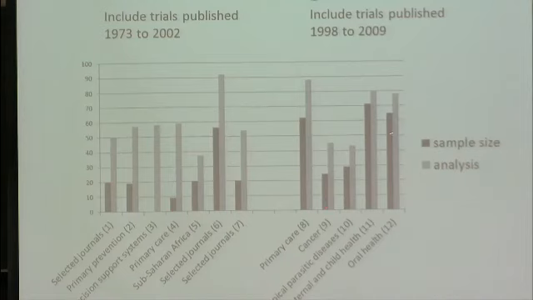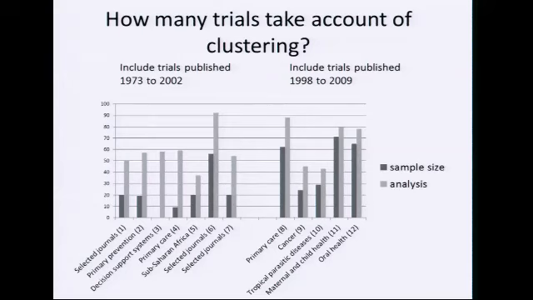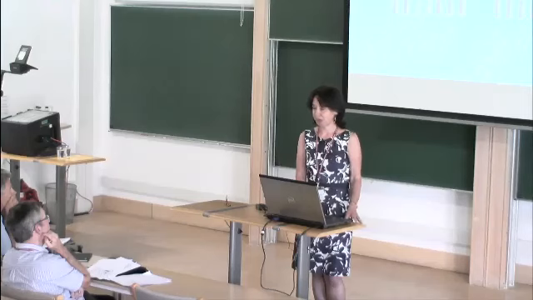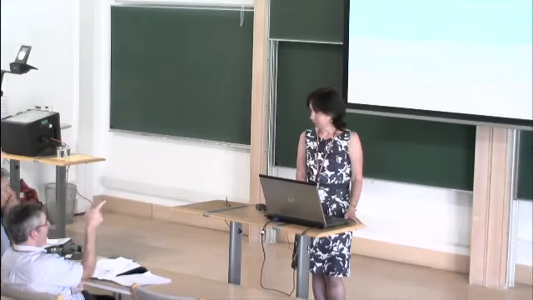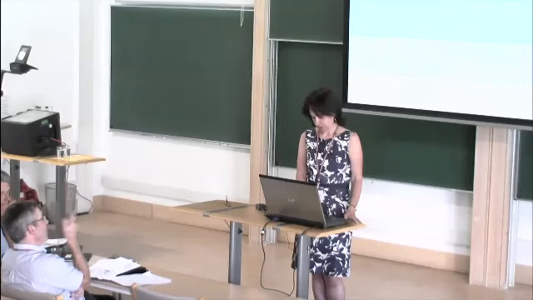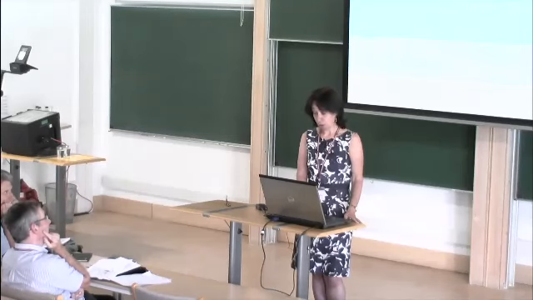I think the average is at about 50% or so of trials taking account of clustering in the sample size calculation. So when I say that's the usual way people do it, actually a lot of people don't even do that. Sorry? Is that the effect of Alan's book? What, the change? Yeah, one likes to think so.